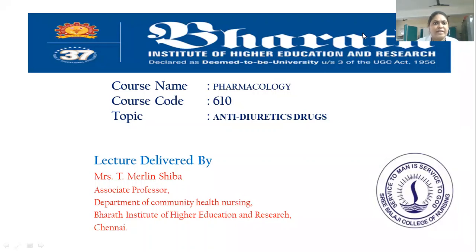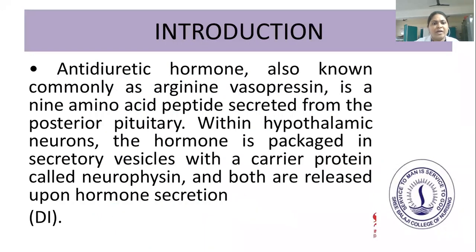So today I'm going to deal with the antidiuretic drugs from the pharmacology subject. First, we'll see what antidiuretic hormone is. The antidiuretic hormone, also commonly known as arginine vasopressin, is a 9 amino acid peptide secreted from the pituitary gland. Within the hypothalamic neurons, the hormone is packed in secretory vesicles with carrier proteins called neurophysin, and both are released upon hormone secretion. Deficiency causes a condition called diabetes insipidus.